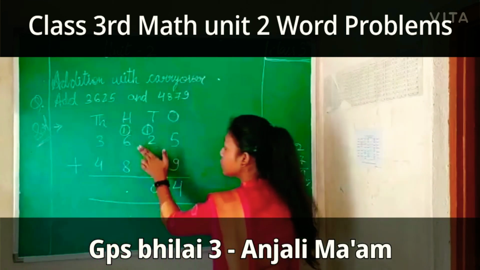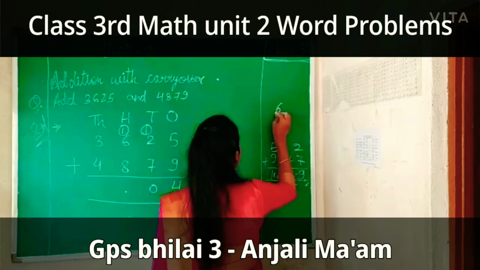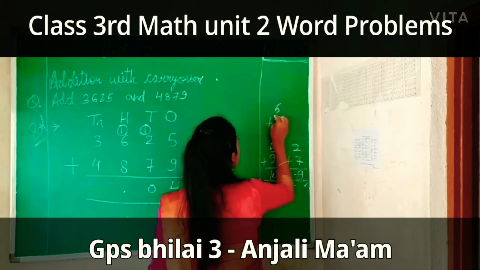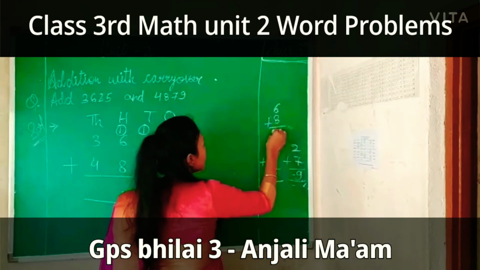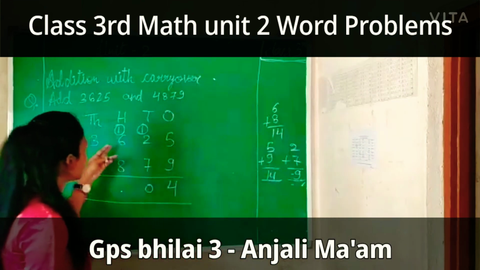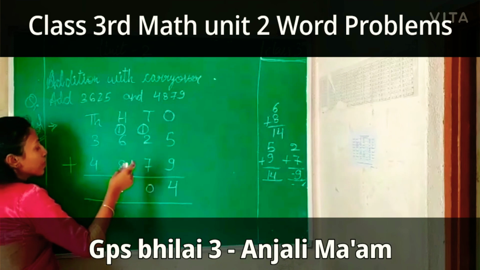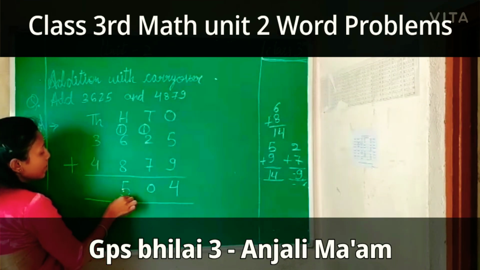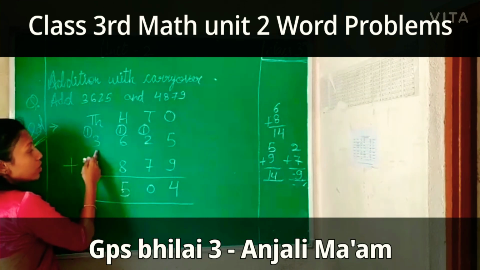Now you will add these two numbers, 6 plus 8 here. So how much will it become? 6 plus 8 is 14. Here we have the sum of these two numbers as 14 and we add the carry in this, so we will get 15. So here 5 is written and the carry goes on 1.